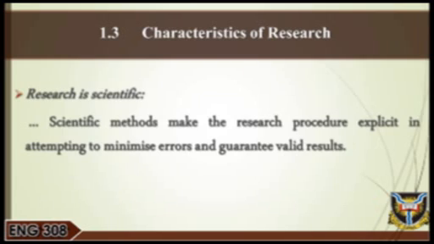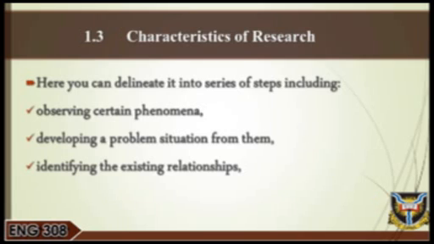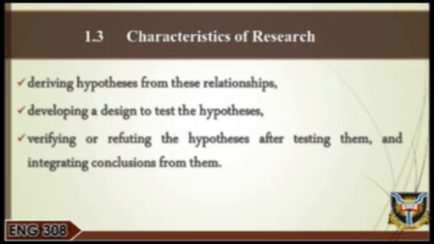2. Research is scientific. Science, according to Badmus 2000, is a system of deriving truth through a particular theory or set of theories. Scientific methods constitute the most adequate approach to the discovery of truth. Scientific methods make the research procedure explicit in order to minimize errors and guarantee valid results. However, errors are sometimes made by researchers using scientific methods. The scientific method can be delineated into a series of steps, some of which are observing certain phenomena, developing a problem situation from them, identifying the existing relationships, deriving hypotheses from these relationships, developing a design to test the hypothesis, verifying or refuting the hypothesis after testing them, and integrating conclusions from them.